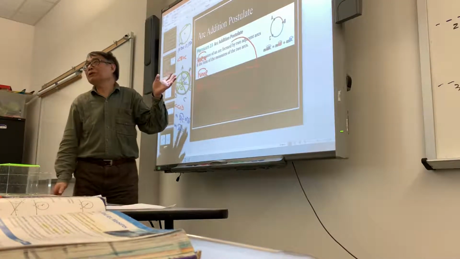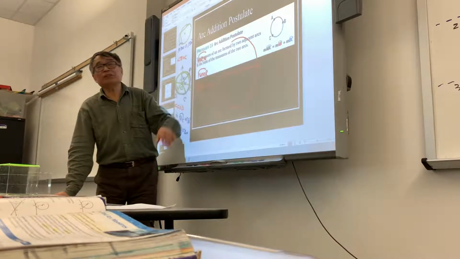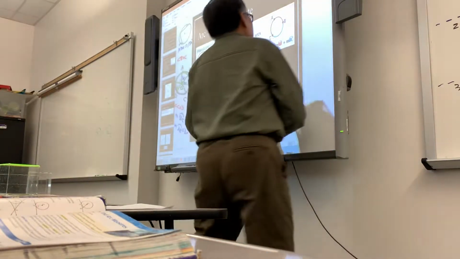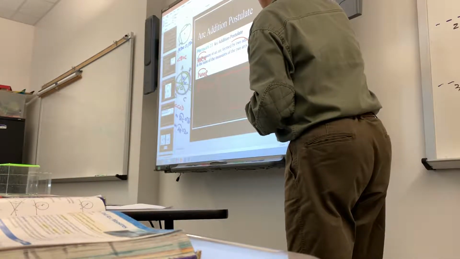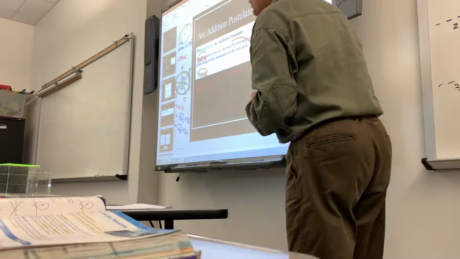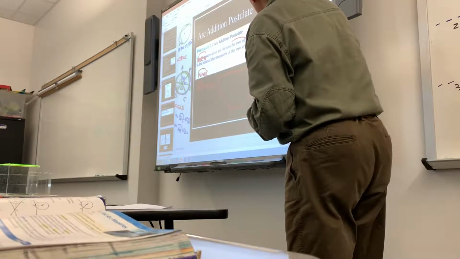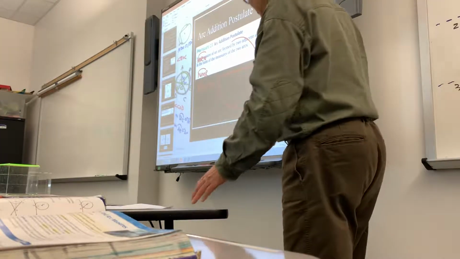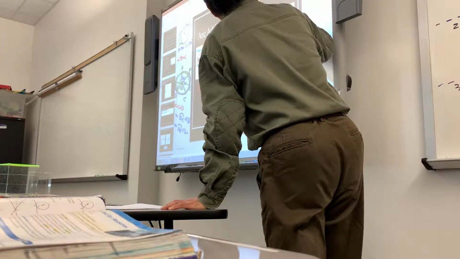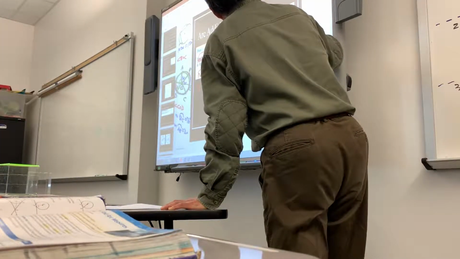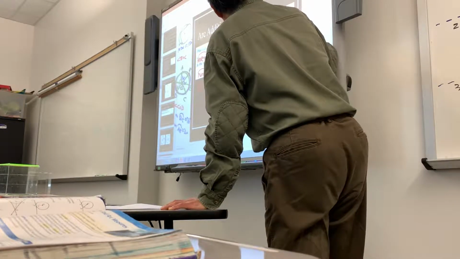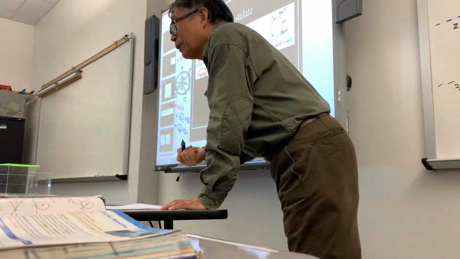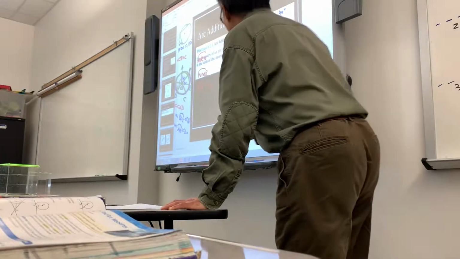Now, this is so easy to work with. Arc addition postulate. For instance, the measure of arc AB plus the measure of arc BC equals the measure of arc ABC. Do you understand, please? If this is 40 degrees and this is 200 degrees, just for example, then ABC should be 240 degrees. Do you understand, please?